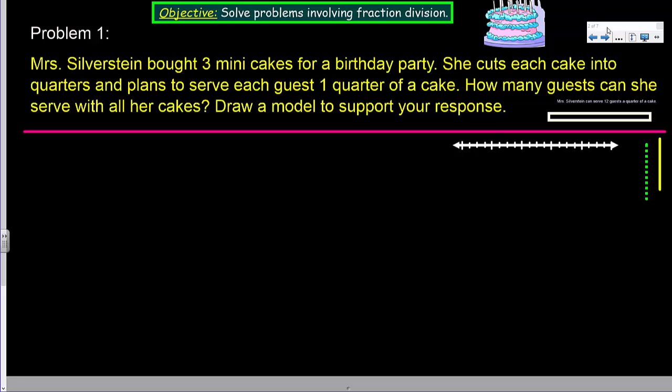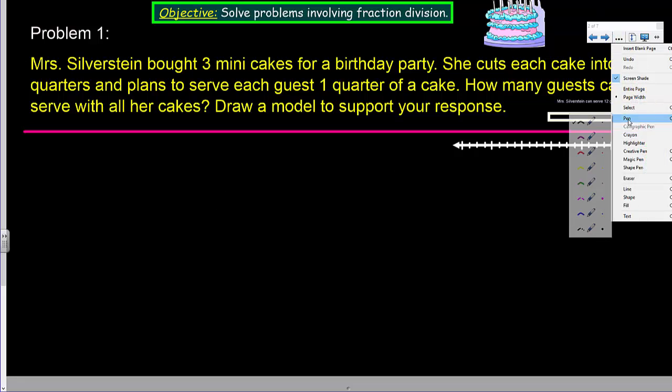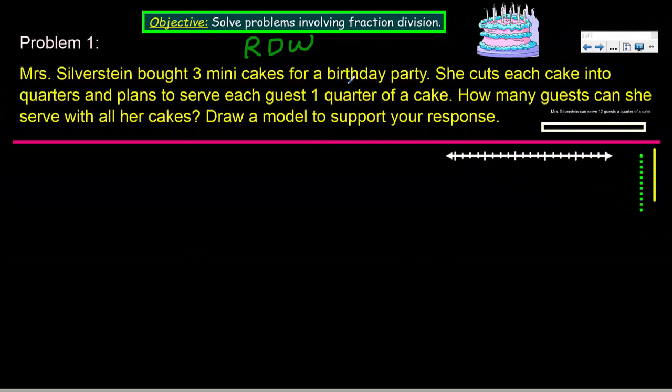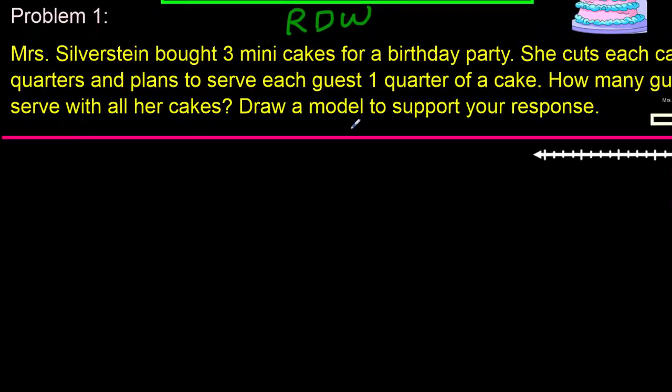Okay, so again, you're going to see me write this many times, and that's read for understanding, draw, and then of course the write, which is the statement, much of what we just covered. So making sure I have a good understanding. I understand that she has these 3 mini cakes. This is acting as the dividend. She's going to be cutting the cake into quarters. That suggests that's going to be the divisor because that's the group size. And then we're going to try to find out if 1/4 is given to each guest, how many guests could she serve with all of these cakes?